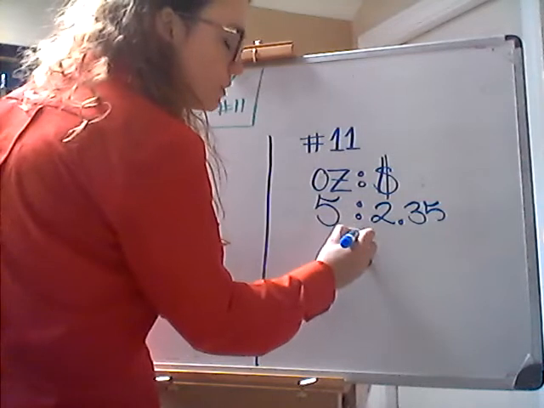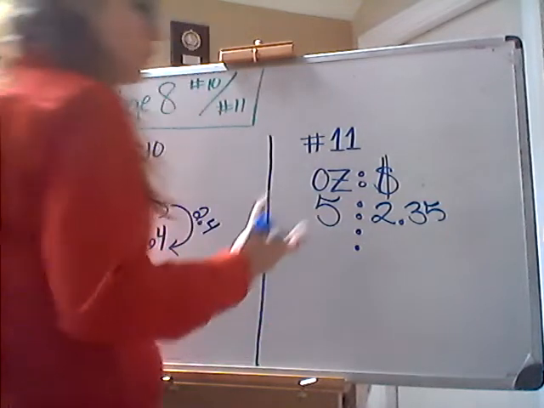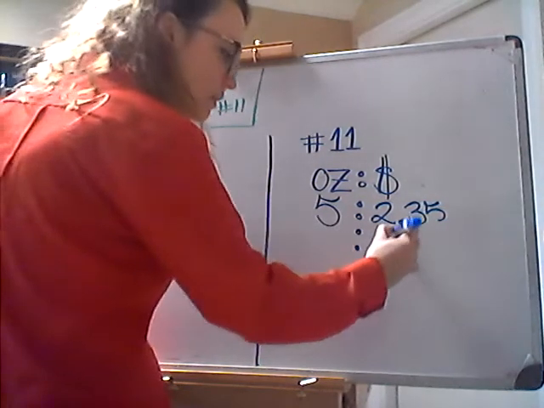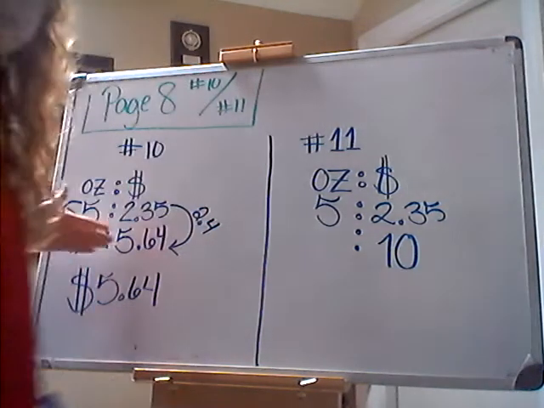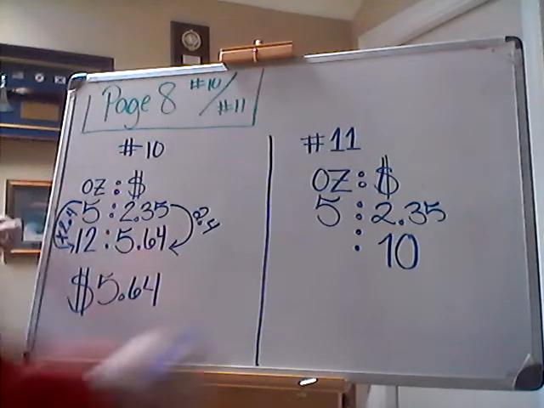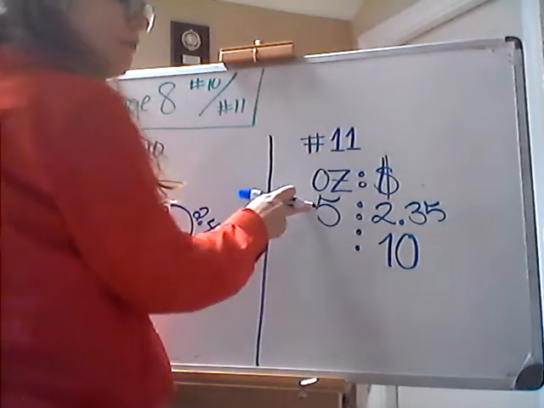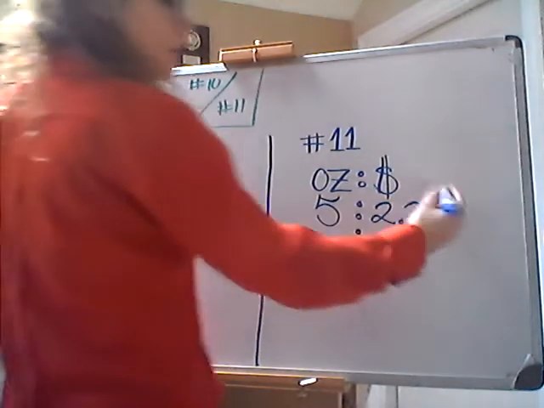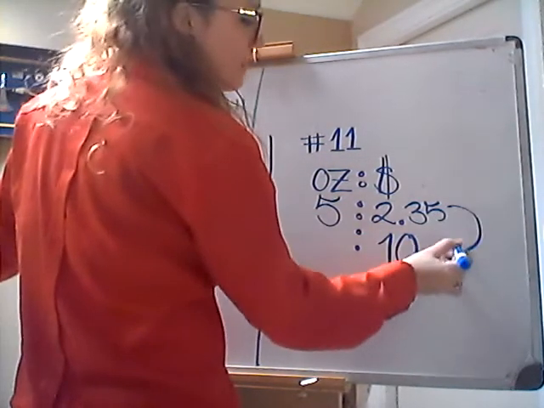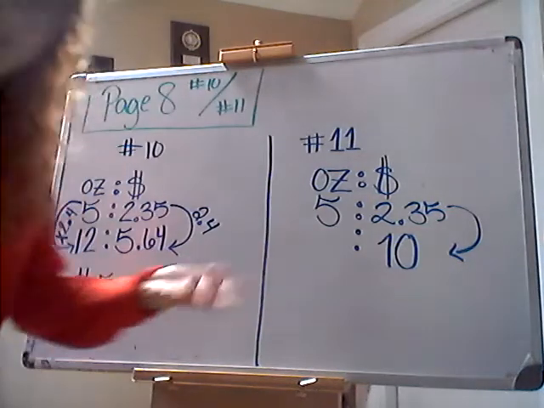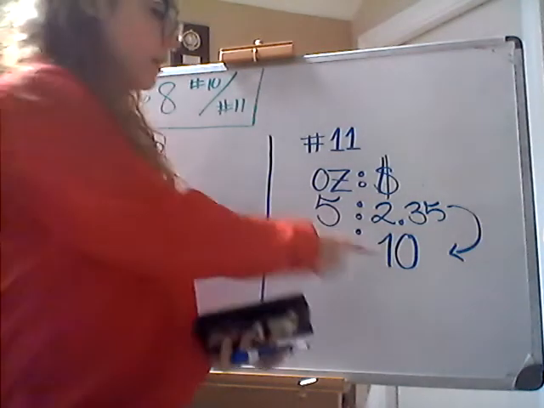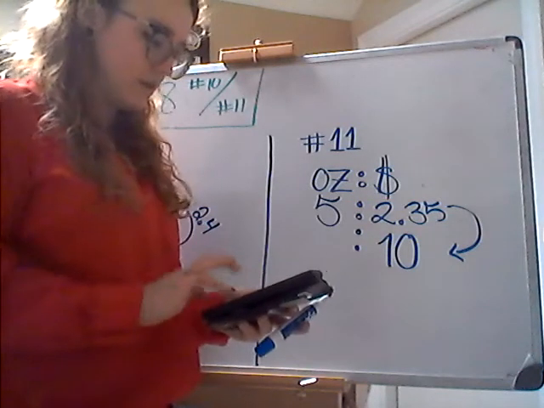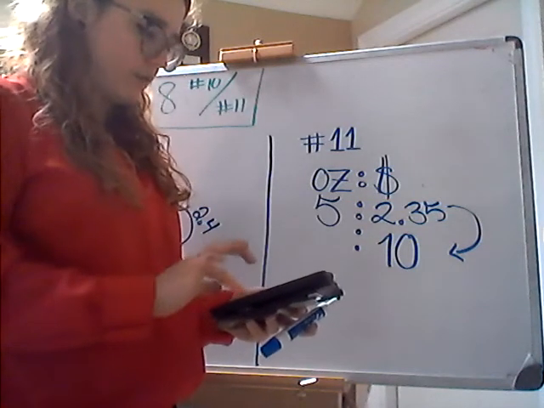Well, one of the first changes is it gives you a different piece of information. This time it gives you money, so it goes on the right-hand side instead of the left-hand side over here. And instead of figuring out what 5 is going to be multiplied by, you're going to figure out what 2.35 is going to be multiplied by to get 10. And that's not something we can do in our heads. So we're going to do 10 divided by 2.35.